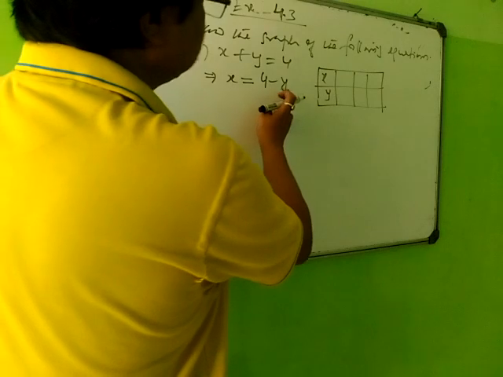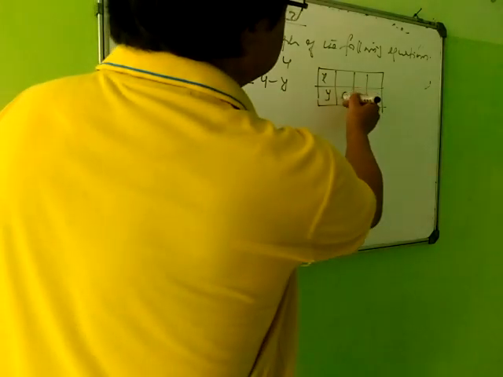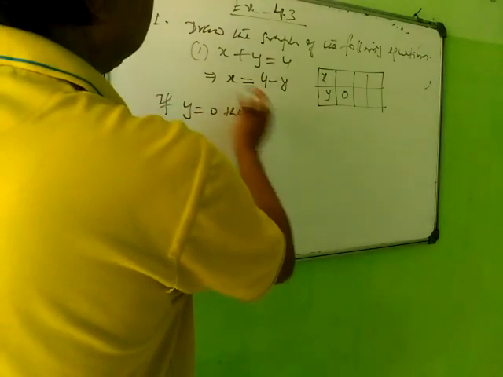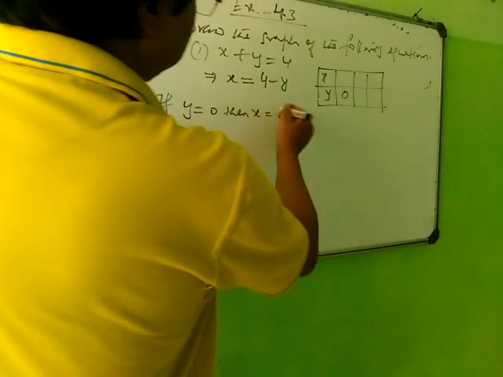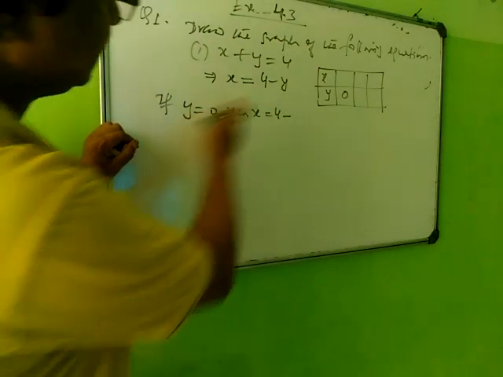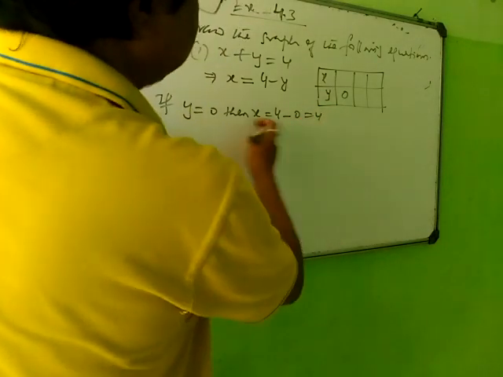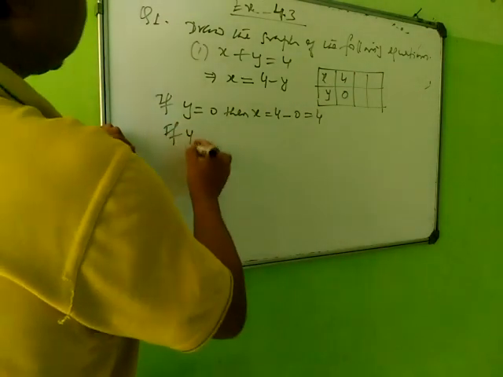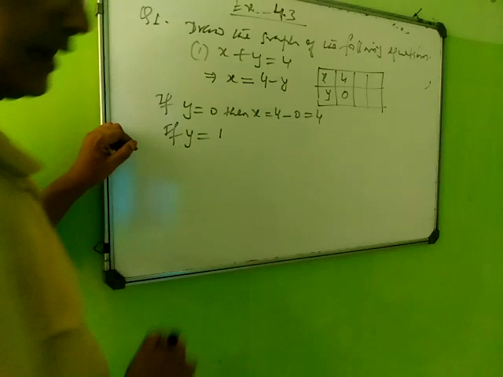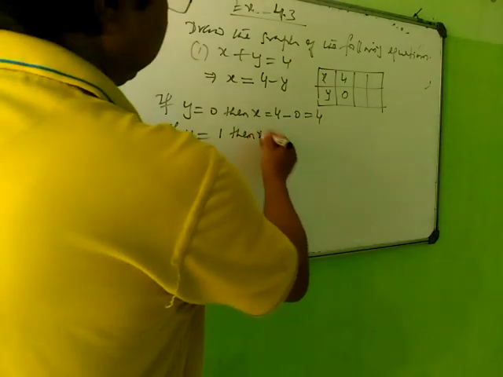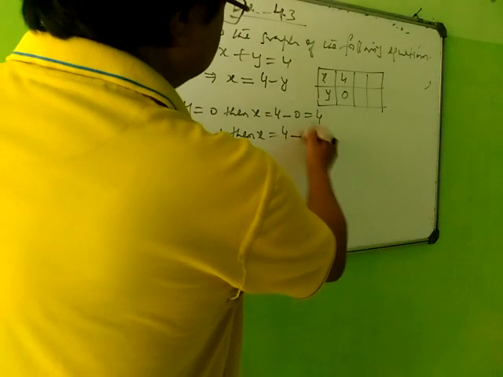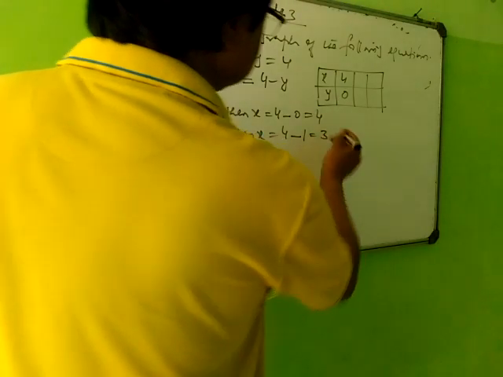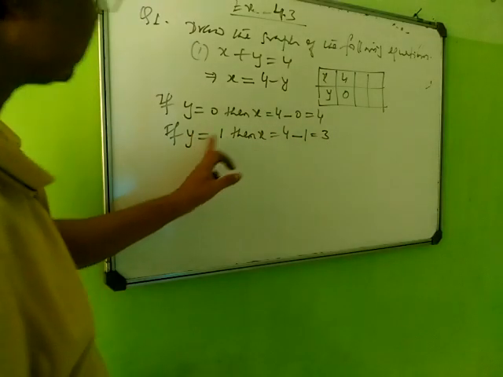So now here first is y. Supposing y is 0. If y is 0, then x equals 4 minus y, taken as 0. So you will get 4. That means x is 4. Say you took y as, say, 1. Then x equals 4 minus y, which is 1. So x will be how much? 3. That means x is 3, y is 1.